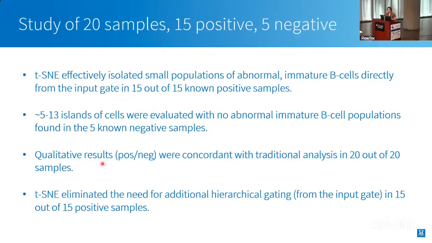And just real quick, when we validated this assay, we did a small study of 20 samples, 15 known positives, 5 known negatives, and we compared the T-SNE analysis to the traditional analysis. What we found is the T-SNE analysis was able to identify islands of abnormal cells in 15 out of 15 known positive samples. And in the known negative samples, we had to evaluate roughly 5 to 13 islands, but found nothing of concern there. So the qualitative results were concordant in all 20 samples.